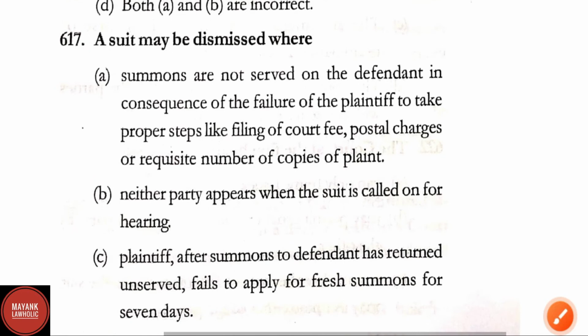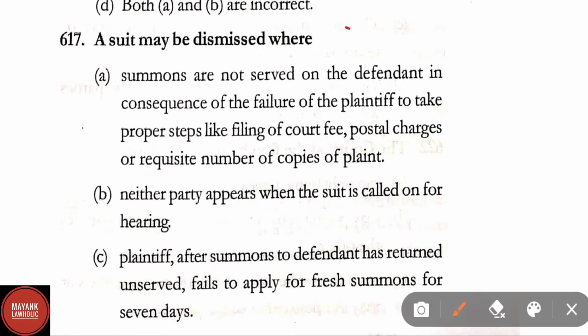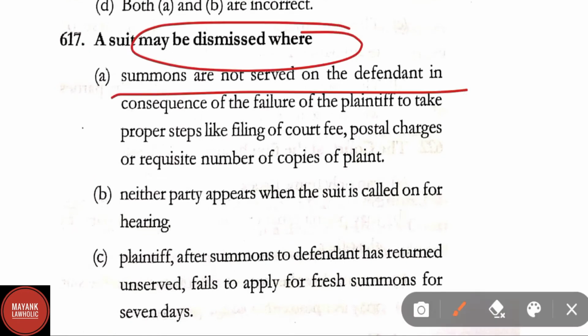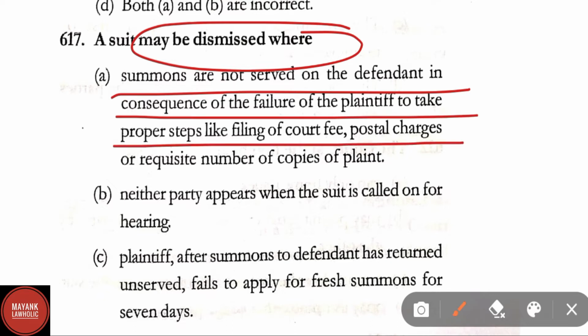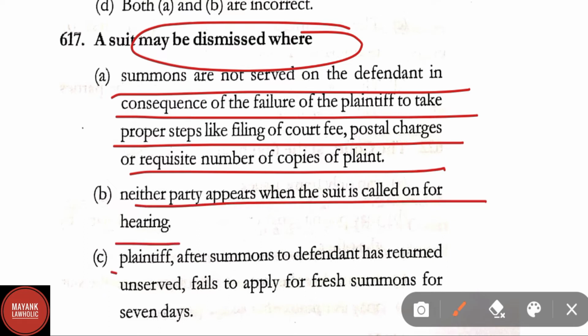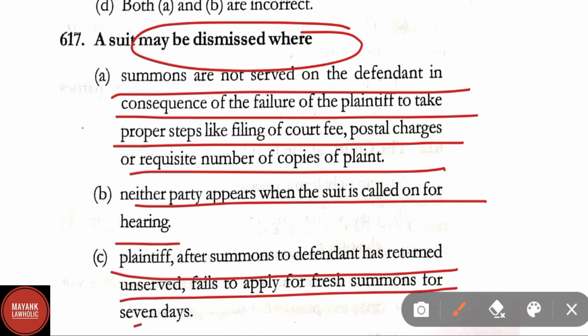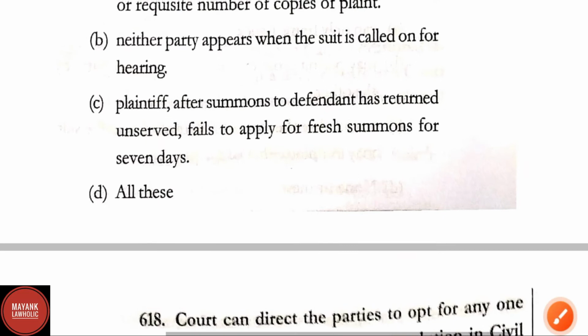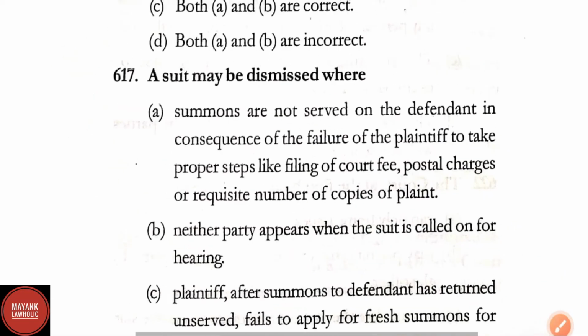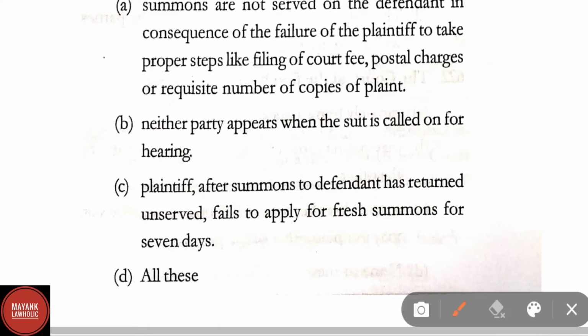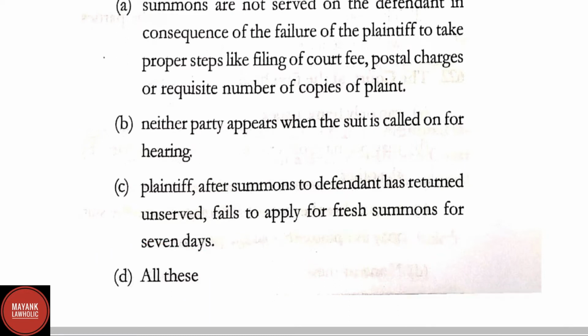Question number 617. A suit may be dismissed where summons are not served on the defendant in consequence of the failure of the plaintiff to take proper steps like filing of court fee, postal charges or requisite number of the copies of plaint. B, neither party appears where the suit is called on for hearing. C, plaintiff after summons to defendant has returned unserved, fails to apply for fresh summons for 7 days. And D, all of these. Here correct answer is option D, that is all of these. In all of these cases, suit will be dismissed.